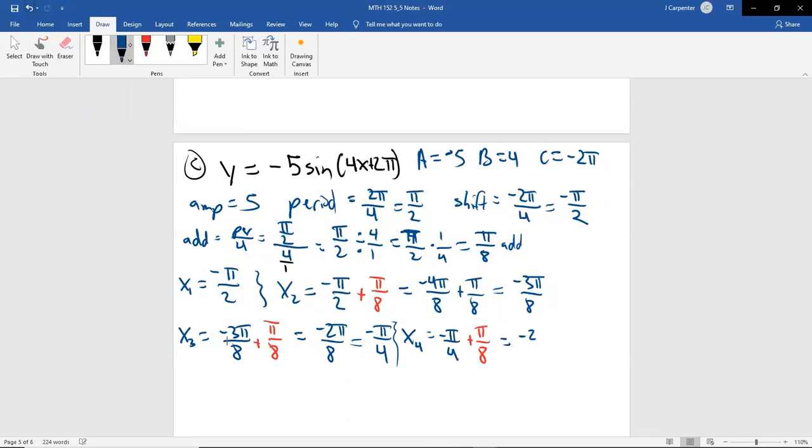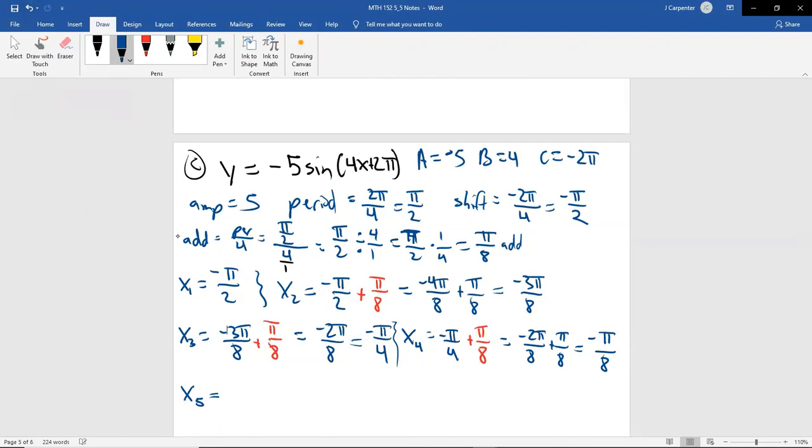So that's negative 2 pi over 8 plus pi over 8, which is negative 1 pi over 8, but we don't write the 1. Again, there is a 1 implicitly there, but we don't write 1s in types of fractions like that, or next to variables or next to pi's, whatever. The last point.